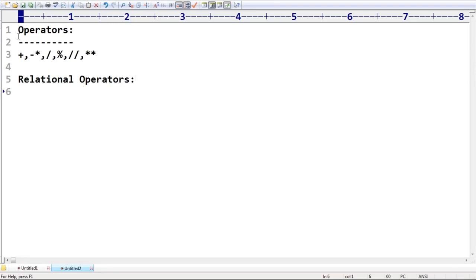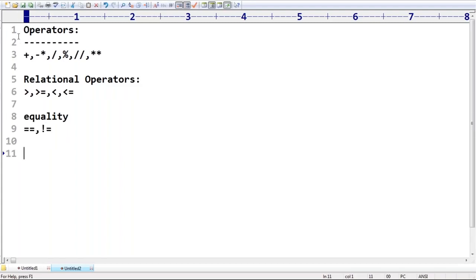Something like less than, greater than, greater than or equal to, less than or equal to. These things we covered already, right? Remember that. After completing relational operators, we discussed equality operators also. Equality operators we covered, just double equal and not equal. These are two things we covered, right?